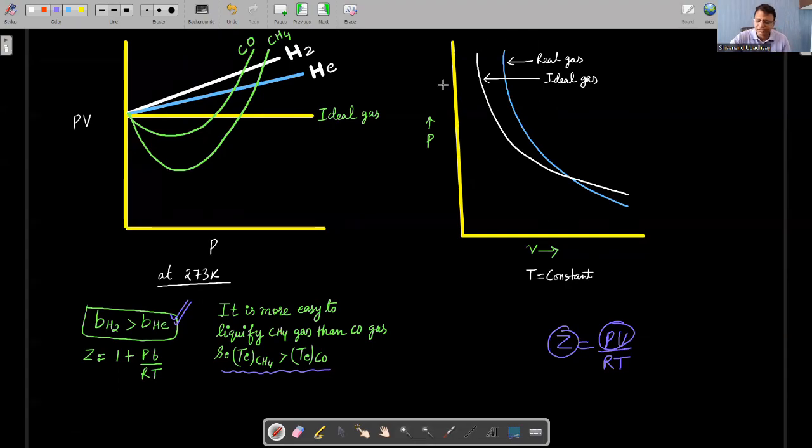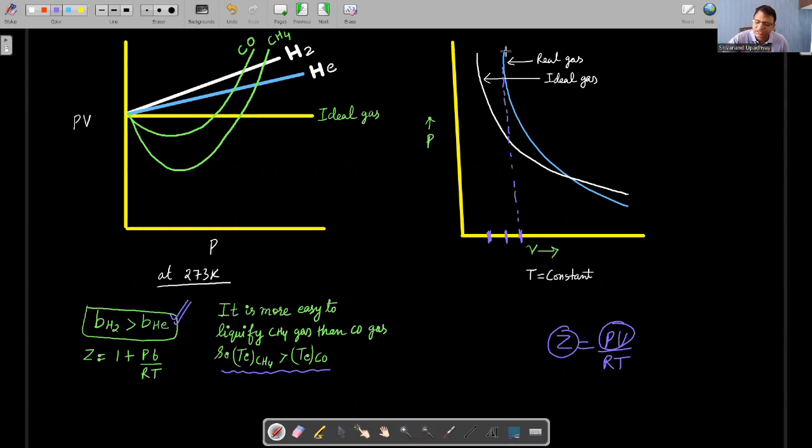This is another graph given in NCERT. Very common questions are there. In these two graphs, when we are discussing the pressure versus volume graph, when volume is less, pressure is high. So low volume means high pressure range. In the high pressure range, for a real gas, when the molecules are nearby, repulsive forces will dominate. So the pressure of real gas will be greater than that of ideal gas.